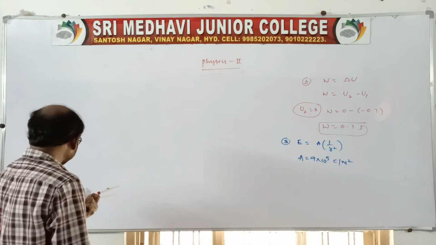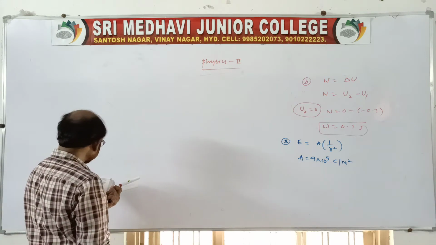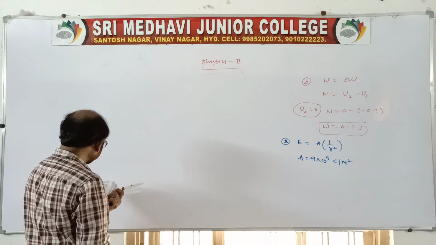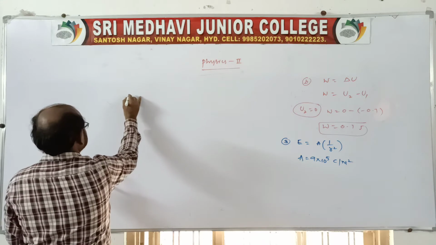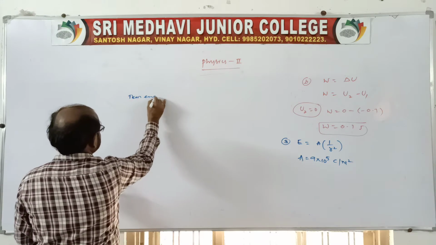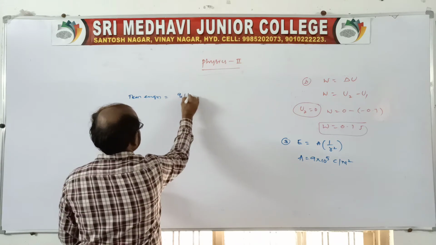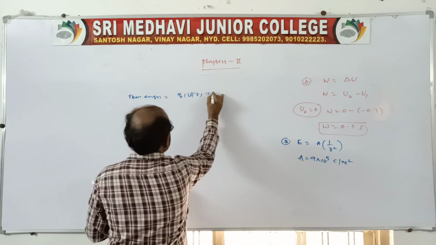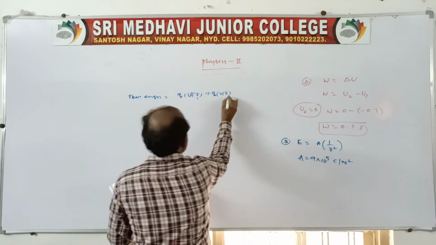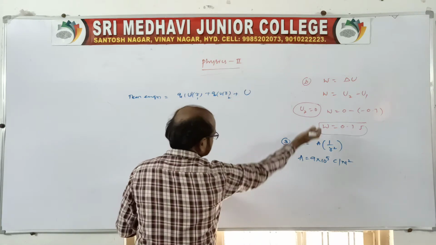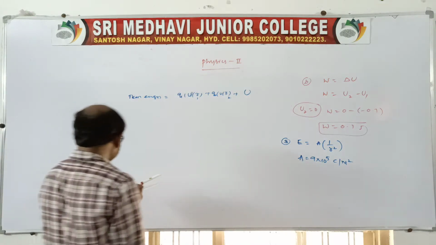Look here, there will be the potential energy due to the q1 charge plus the potential energy due to the q2 charge. We can write the net energy like this: q1 V at r1 plus q2 V at r2, plus whatever energy we have initially. Sir, what will happen to this energy?